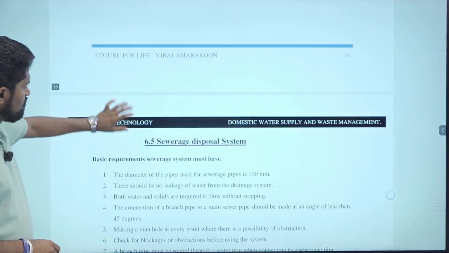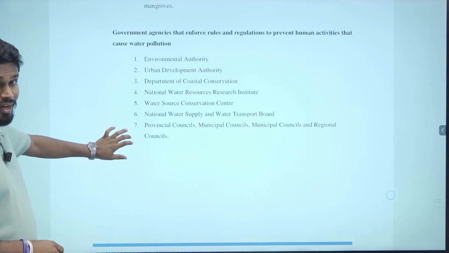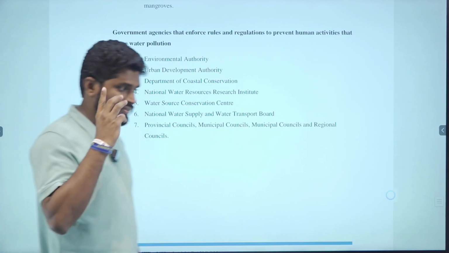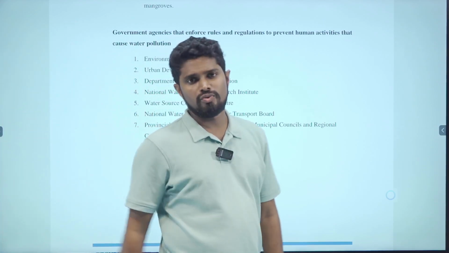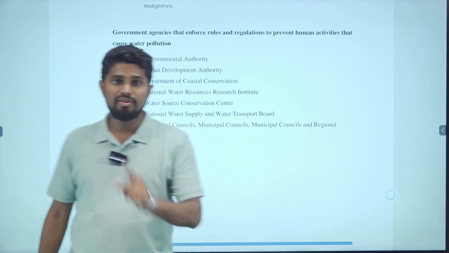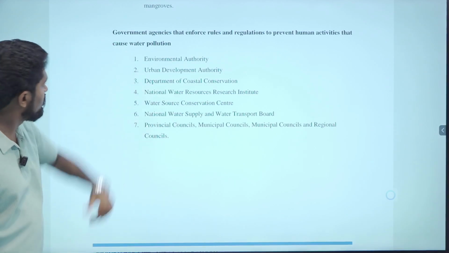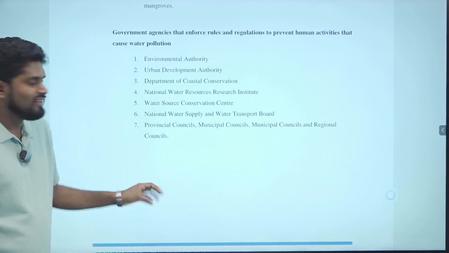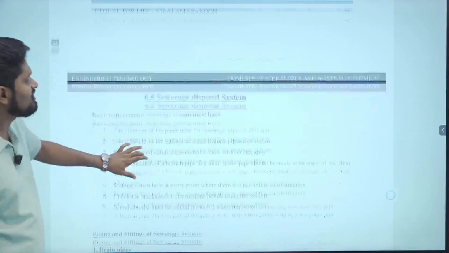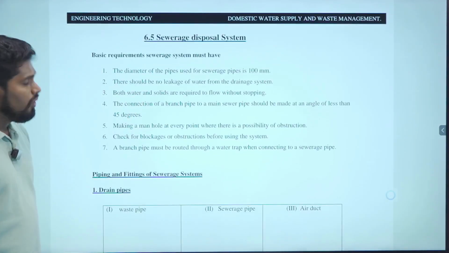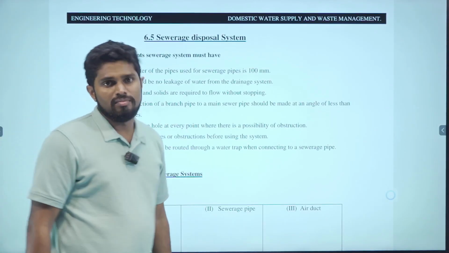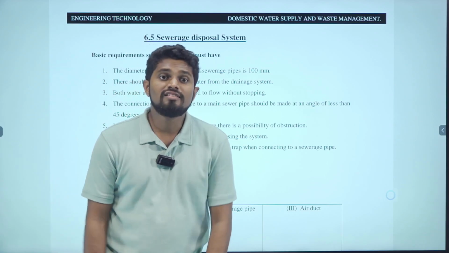I remember last year, 2023, 4 MCQ questions came from this lesson, and one MCQ question was about some authorities for water pollution and some methods. We will discuss all the things. And the fifth part is about the switch disposal system.